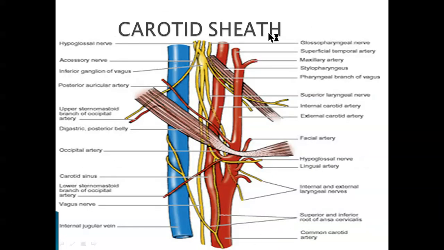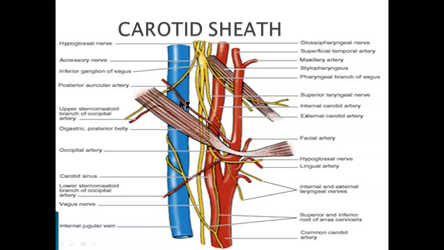Now let's talk about the carotid sheath. The carotid sheath, as already mentioned, is present bilaterally, on both sides of the neck, enveloping very important neurovascular structures. Here we can see cranial nerve 10.